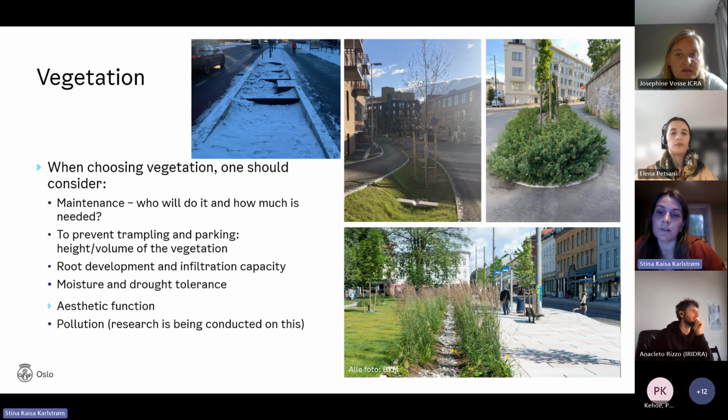And when choosing vegetation for our stormwater solutions, we have to consider factors such as maintenance requirements. Mostly our solutions are very simple when it comes to vegetation because we have too few resources to maintain everything. So that's our main thing right now when it comes to vegetation. But you also have to think about root development, infiltration capacity, resistance to both moisture and drought, and the aesthetic function and pollution filtering capabilities. At this point, we do not have enough experience to say what works best, but there is a lot of testing going on. And we also see that the height and volume of the solution is very important, both for the space making and to prevent people from just walking all over them, especially during winter when, as you can see on the top left, you can't really see them at all.